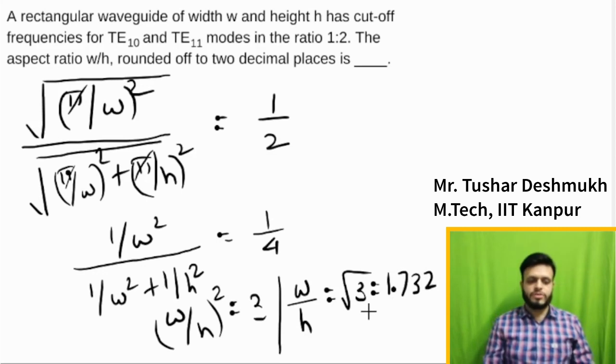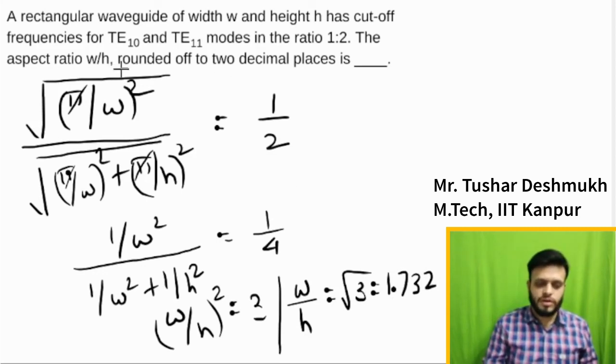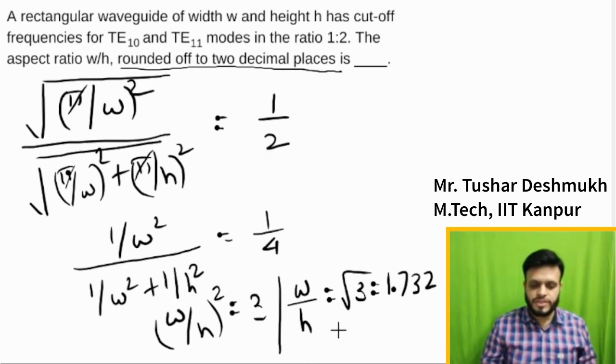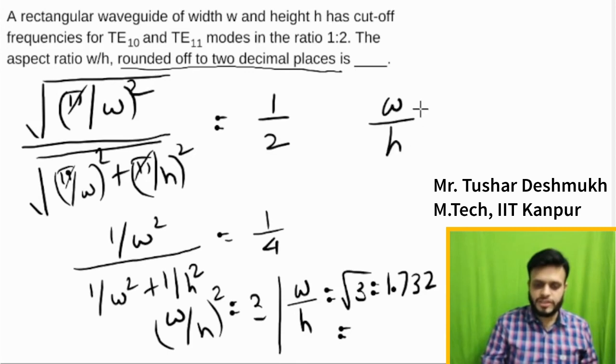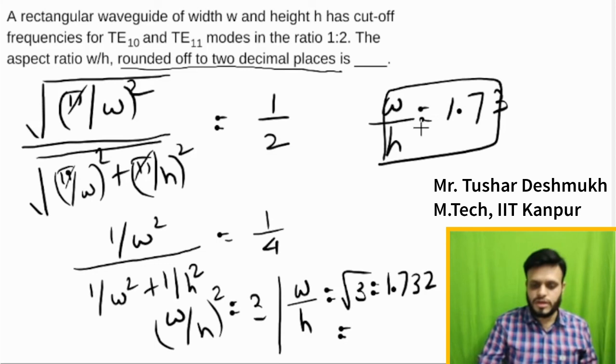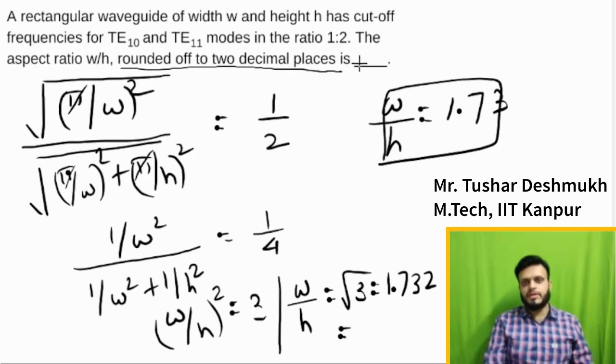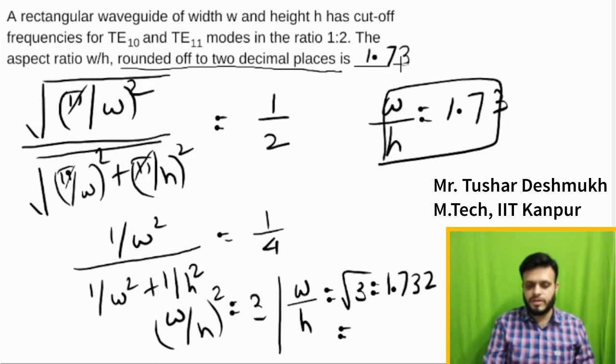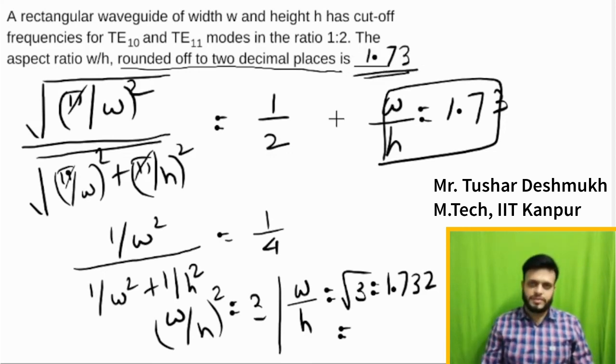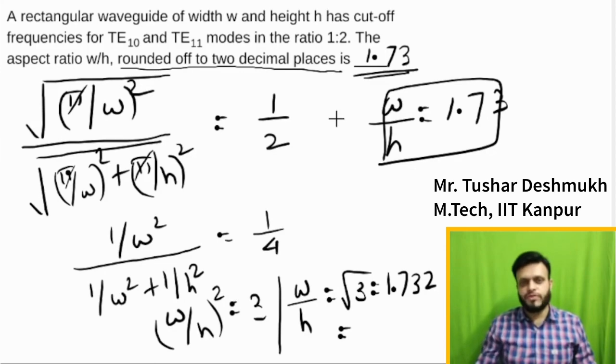And now the question says to round off to 2 decimal places, so here I am writing w by h is equal to 1.73. So this is your answer. When you attempt your paper, you can directly type 1.73 as your answer. Okay, thank you for today. That's all.